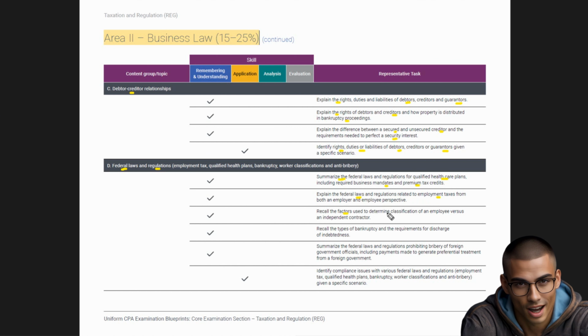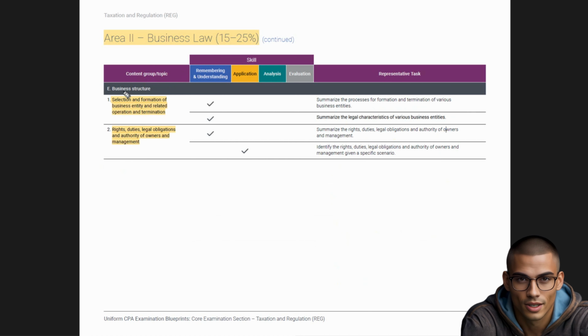You'll need to recall the factors used in determining classification of an employee versus an independent contractor. You'll need to recall the types of bankruptcy and requirements for discharge of indebtedness. You'll need to be able to summarize the federal laws and regulations prohibiting bribery of foreign government officials, and you'll need to identify compliance issues with various laws and regulations.